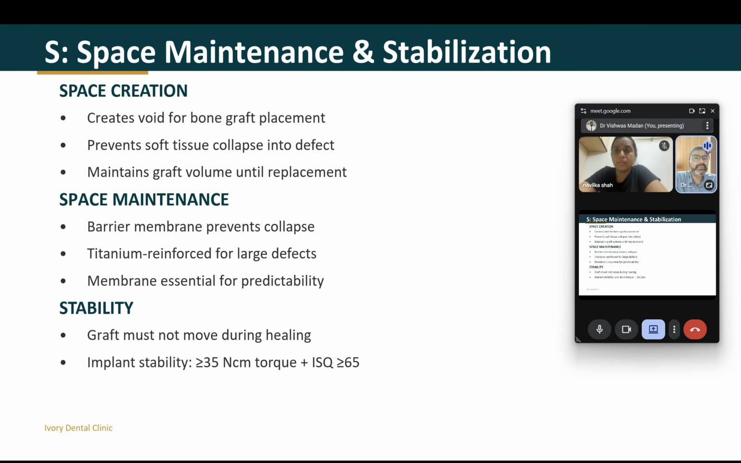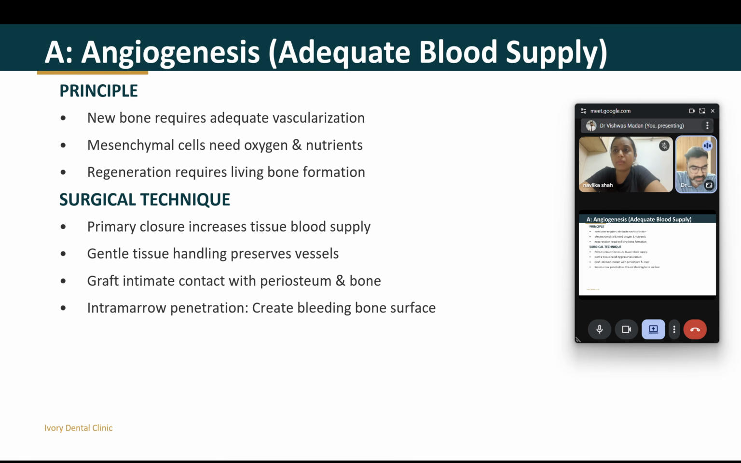Then space maintenance. Sorry, one more line here. When we are putting the graft on top of the bone or inside the sinus, wherever we are placing it, we have to make sure that the area where we are putting the graft is actually bleeding. If it is not having any blood, like you know the structure of the bone from the first course, we have a cortical layer and we have a cancellous layer of bone, right?